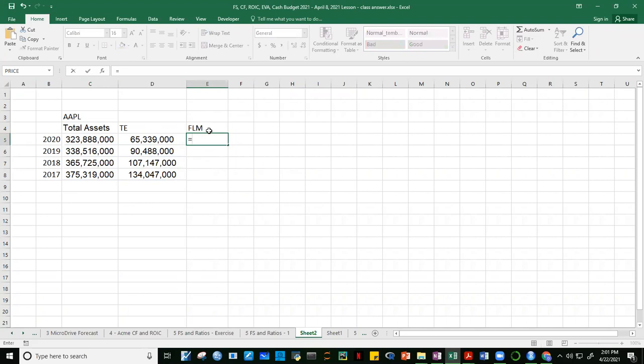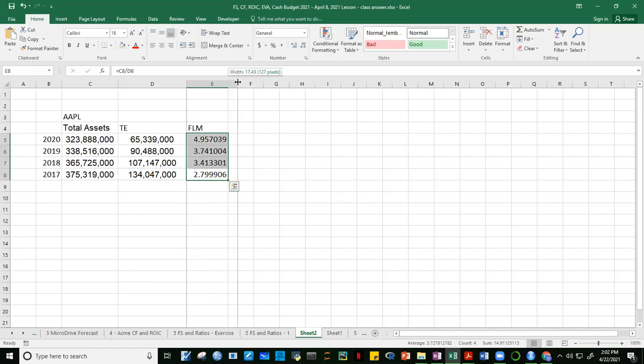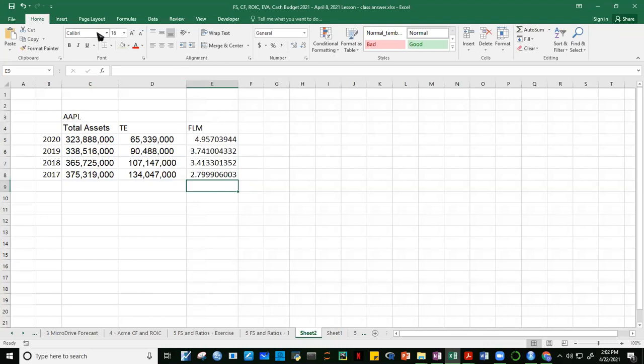Diba ang FLM guys, it's equal to total assets over total equity. Okay. So this is a measure of how much debt is being used by Apple, no? Relative to its total assets. So if you take a look guys, noong 2020, tumaas yung FLM niya, no? Ibig sabihin lumaki yung gamit niya ng debt, 4.9 as against 3.7 noong 2019. So over time you can see that the FLM of Apple seems to be increasing over time.